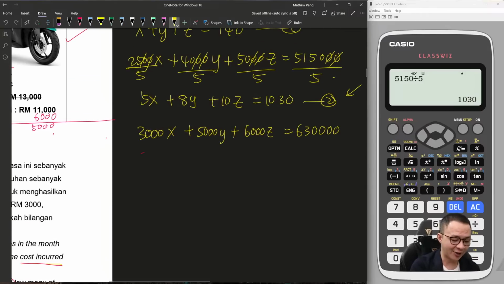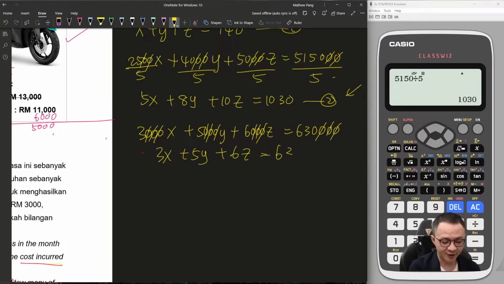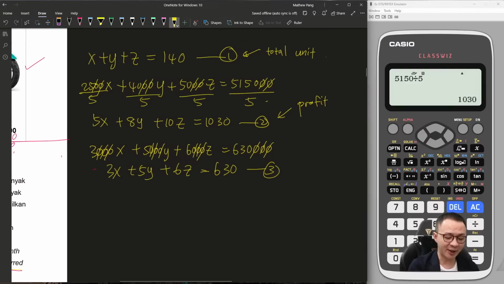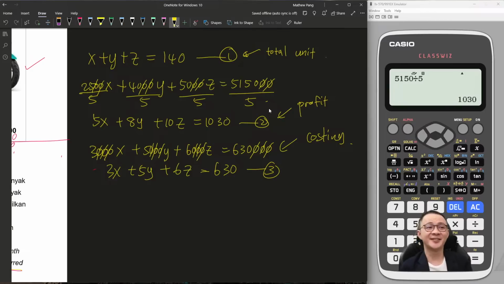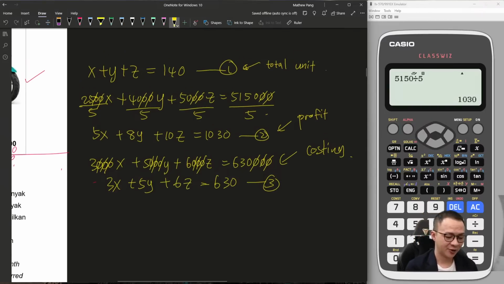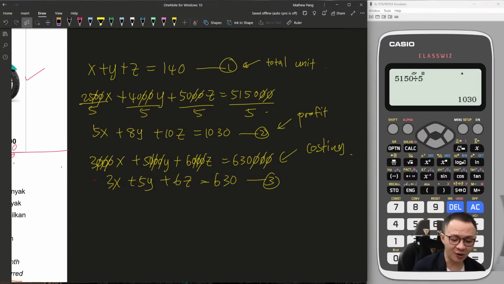Obviously we will cut 30 for each of them. We divide by 1,000 for each of them. So I will get 3x plus 5y plus 6z equals 630. This is my third equation. How do I get my third equation? By using the information of costing. The total costing is 630,000. So right now, we have three equations already.